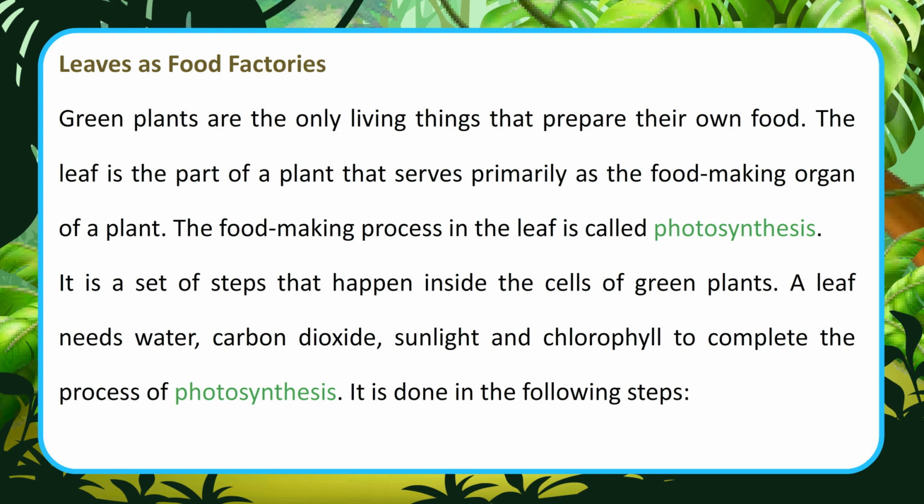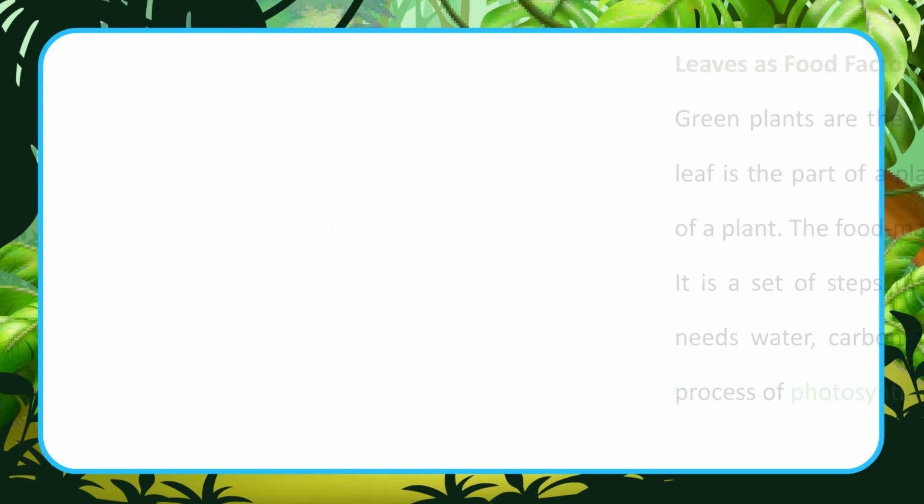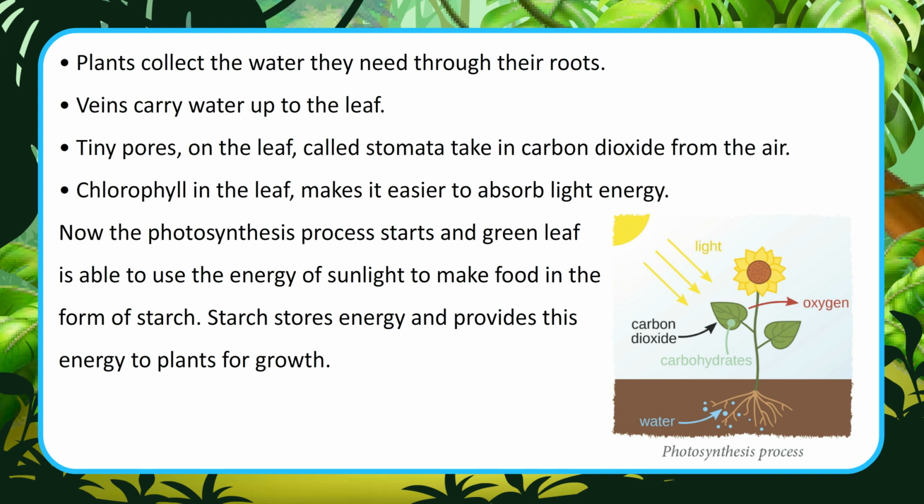A leaf needs water, carbon dioxide, sunlight and chlorophyll to complete the process of photosynthesis. It is done in the following steps. Plants collect the water they need through their roots. Veins carry water up to the leaf. Tiny pores, on the leaf, called stomata, take in carbon dioxide from the air. Chlorophyll in the leaf makes it easier to absorb light energy.